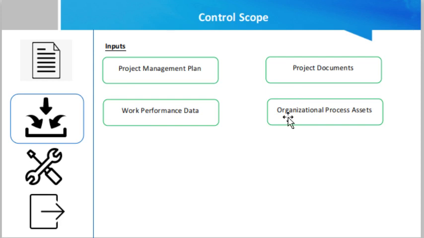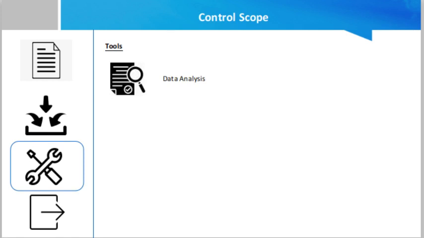Next is the organizational process assets, which include any particular policies and procedures that have been laid down by the performing organization regarding scope management. It also covers aspects like formal and informal scopes that exist in a company and also looks into the methods of monitoring and reporting. The tools are basically data analysis, which includes variance analysis.